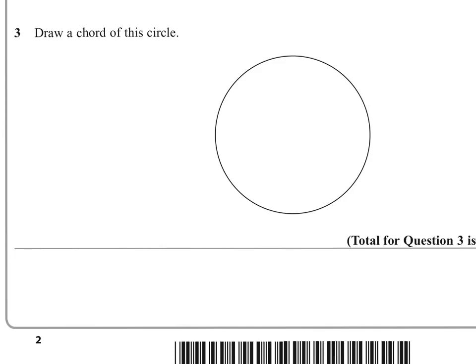Question 3. Draw a chord of this circle. Well, a chord is a straight line going from one point on the circumference to another. So I could say that's a chord. I could start from here and go, say, to here and say there's another one. Not quite where I wanted to go, but that's still a chord.